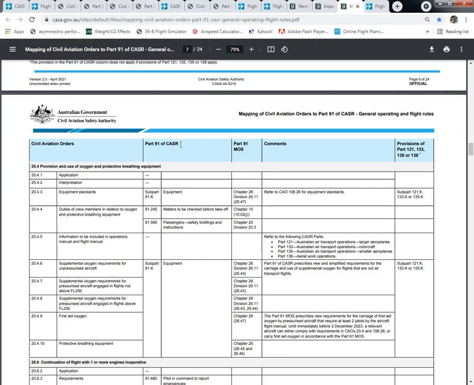So it is going to take a little bit of getting our head around as to where to go. But the question is going to be quite specific about it. It'll say, okay, well, you're doing private operations, in which case 121 and 135 have nothing to do with you. It's only 91 and 91 MOS, because general operating flight rules apply to everybody. But if you're doing air transport operations, and if there's a section in 135 or 121 that is mentioning rules, they override the 91 rules, which are just generally designed for your private, non-commercial operators. So that's just a little bit of a brief overview.